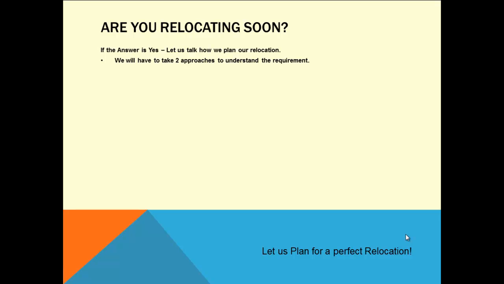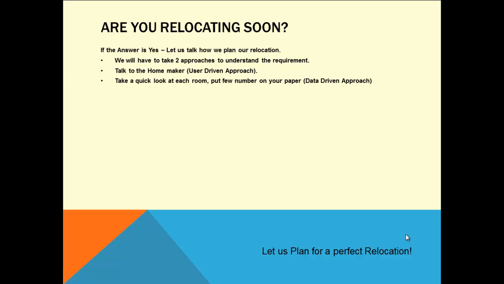We will have to take two approaches to understand the requirement. One is to talk to the homemaker, the user driven approach. Talk to your wife. She is the manager of your home, the administrator. She will tell you what all she requires in a bungalow. So that is the user driven approach, I call it. The other one is to take a quick look at each room and put a few numbers on your paper. Data driven approach. You say, I have 5 bedrooms in my palace. I have 10 people. How do I distribute? What are the equipment needed?